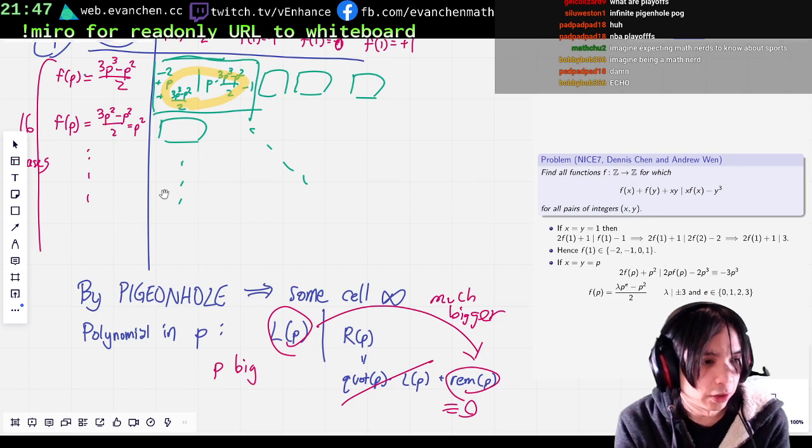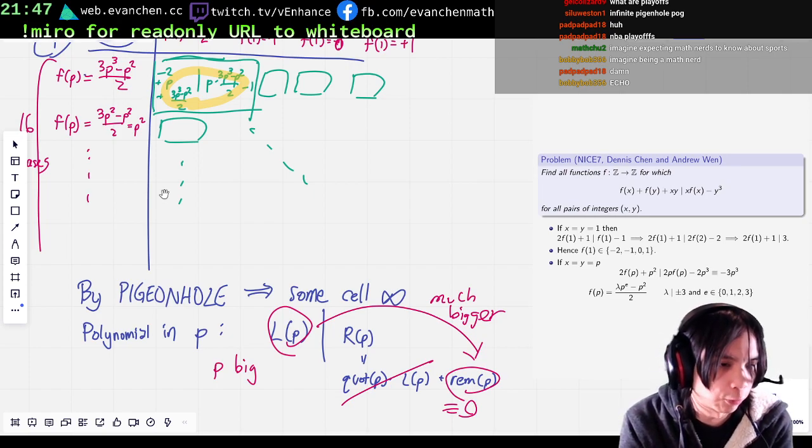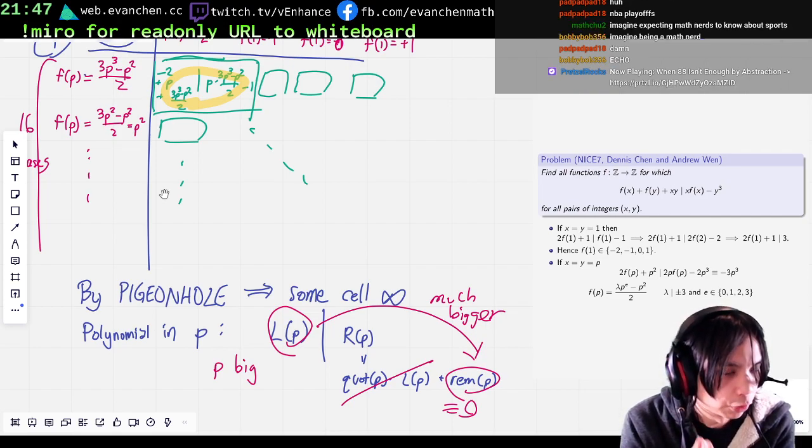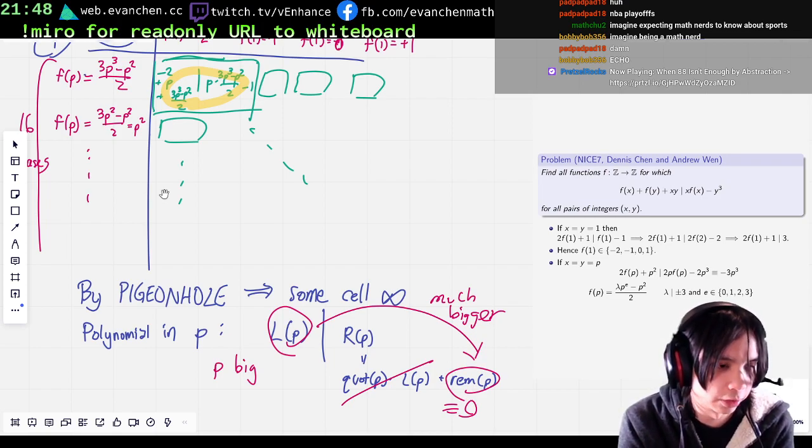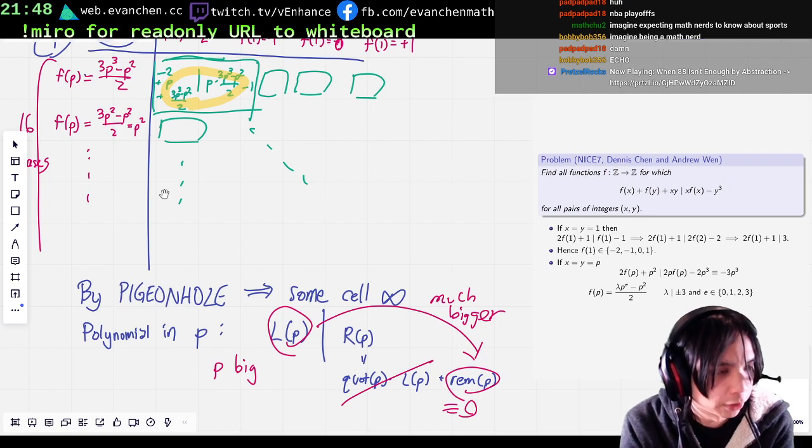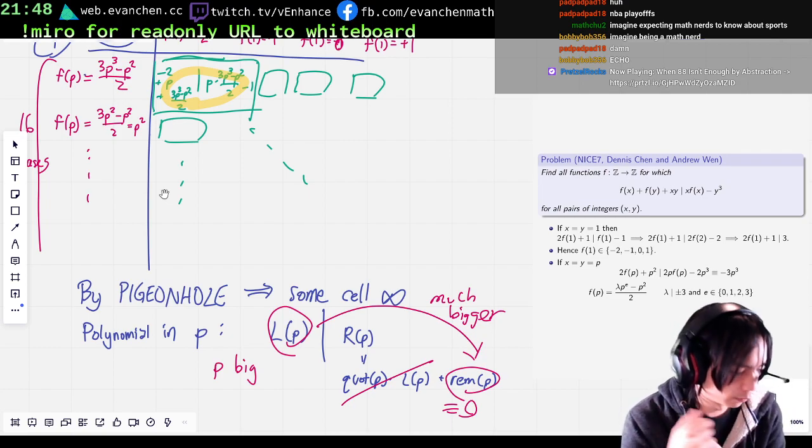So whatever cell happens infinitely many times, there could be more than one, but we know there's at least one, the statement written in it has to be true as a polynomial relation, not just as a statement for certain values of p. The left-hand side must divide the right-hand side as polynomials in p.